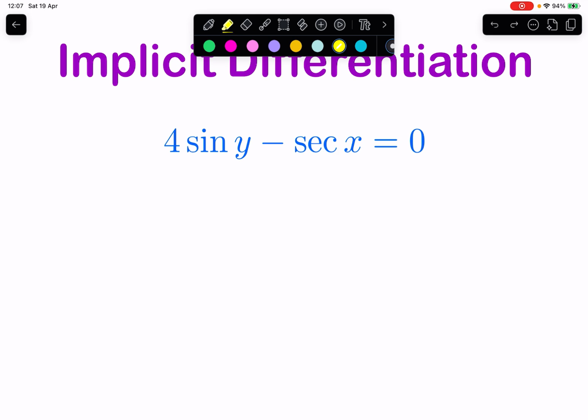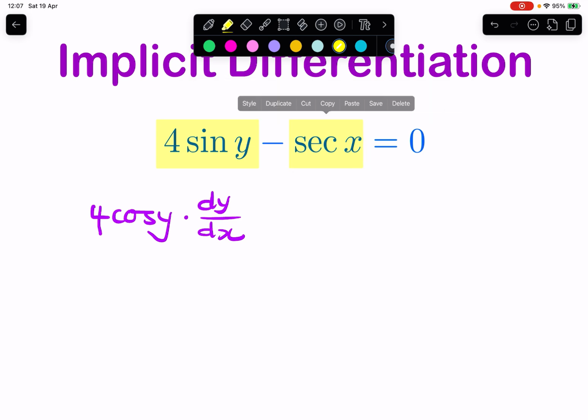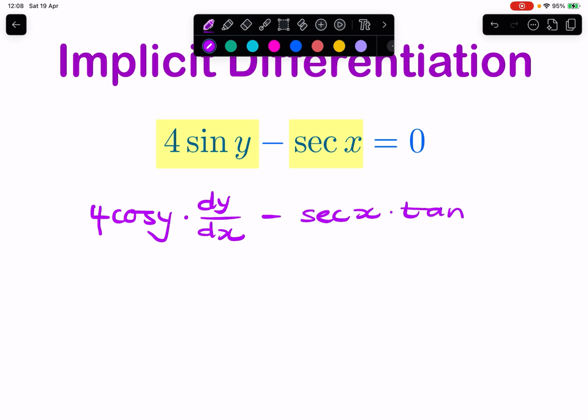So 4 sine y differentiates to 4 cosine y. But because it's y rather than x, we need to multiply by dy by dx using the chain rule. And the derivative of my second term, the derivative of secant x, is secant x tangent x. Because there's no y, I don't need to involve dy by dx. So it's minus secant x tangent x. And the derivative of 0, which is also a term, is 0.